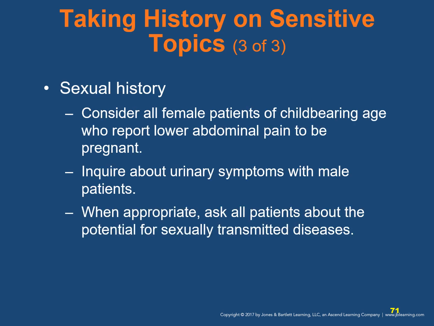With sexual history, consider all female patients of childbearing age who report lower abdominal pain to be pregnant unless ruled out by history or other information. Questions to ask when faced with this pre-hospital scenario are: A, when was your last menstrual period? B, are your periods normal? C, if the patient is bleeding, how many sanitary pads or tampons have you used?